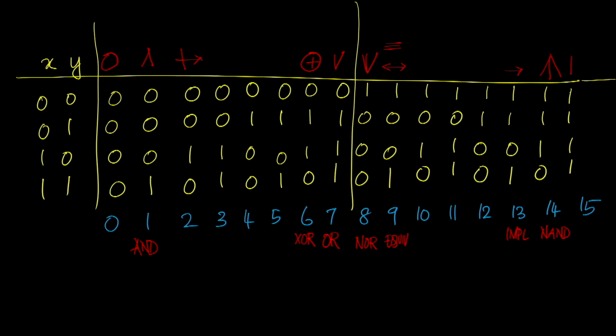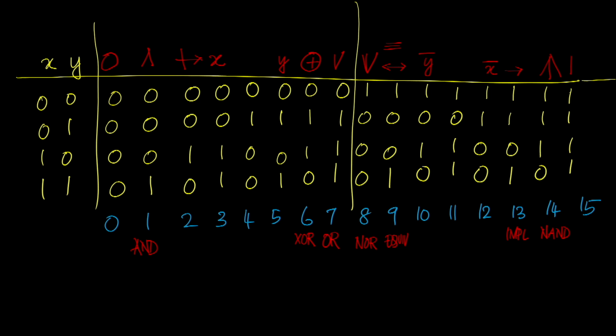Now let us look at column 3. Column 3 is 0, 0, 1, 1. Column 3 reproduces the x column. Therefore, this is the identity function in x. Its complement is 1, 1, 0, 0, which is column 12. This is the negation of x. Now let us look at column 5, which is 0, 1, 0, 1, which reproduces input y. Its complement is 1, 0, 1, 0, which is column 10, and therefore it is the negation of y.